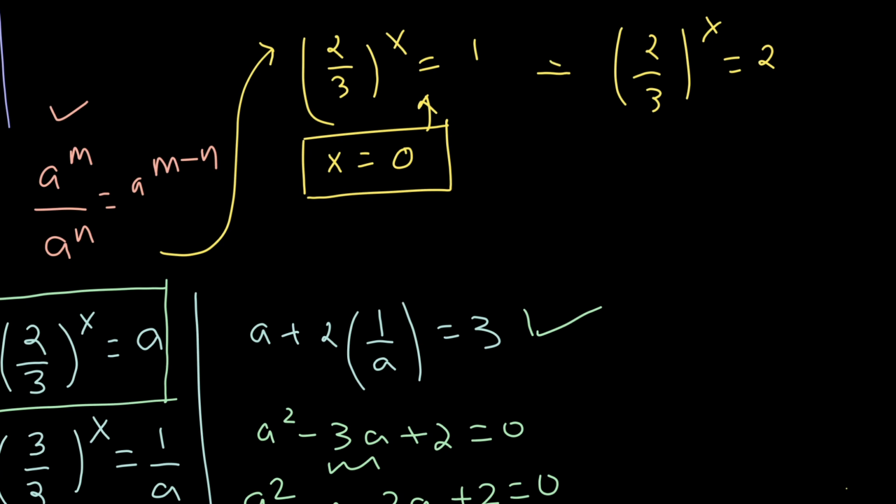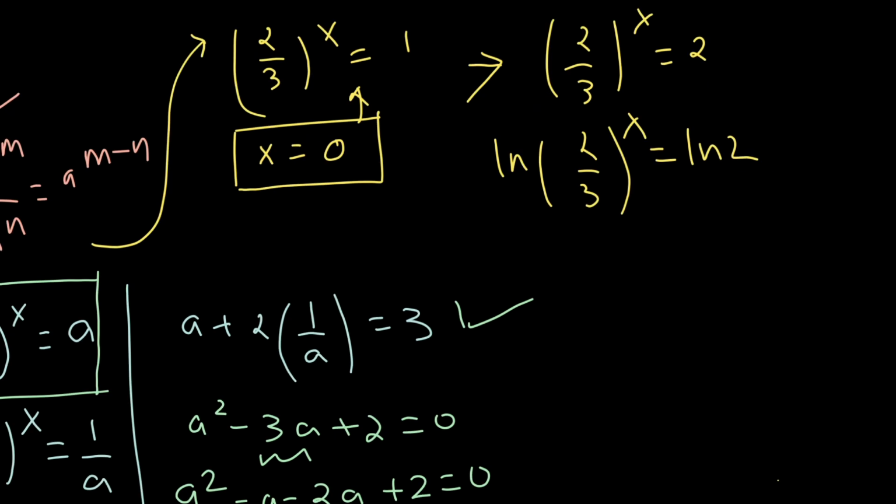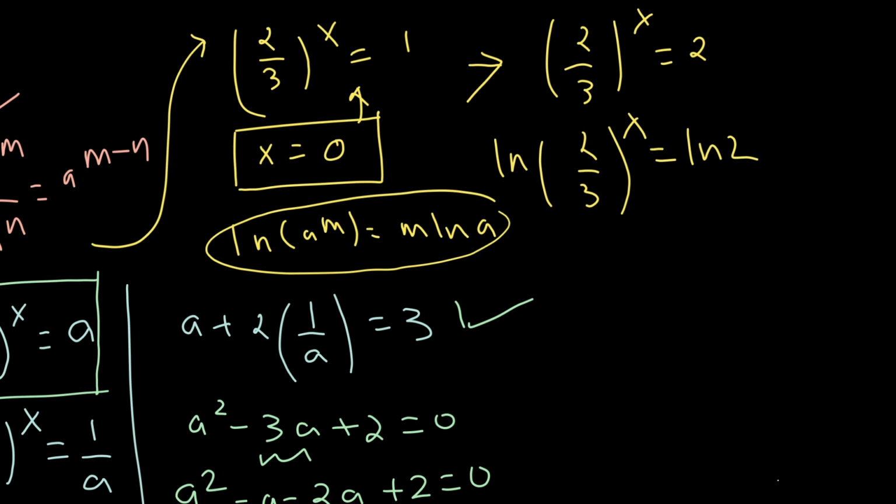Now let us see the second equation, in which we have 2 upon 3 to the power x equals to 2. To simplify this equation, we have to simply take the natural log on both sides. Therefore natural log of 2 upon 3, the complete power x, equals to natural log of 2. Now we know this logarithmic rule, that natural log of a to the power m is m times the natural log of a. So we can utilize this rule on the left hand side because we have natural log of 2 upon 3 to the power x.